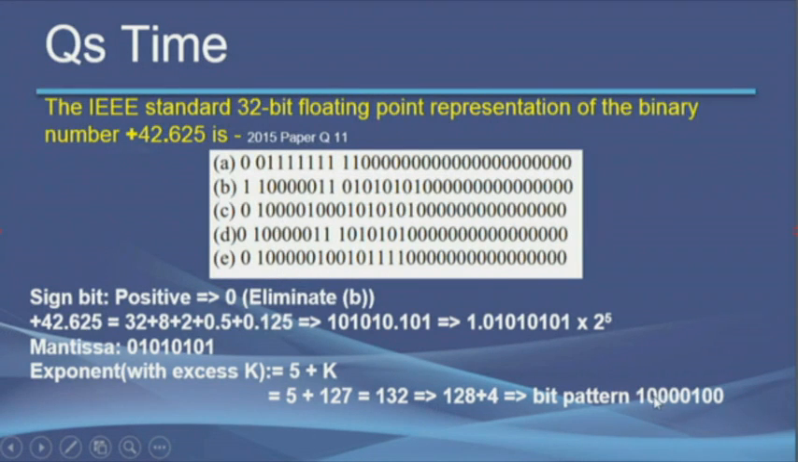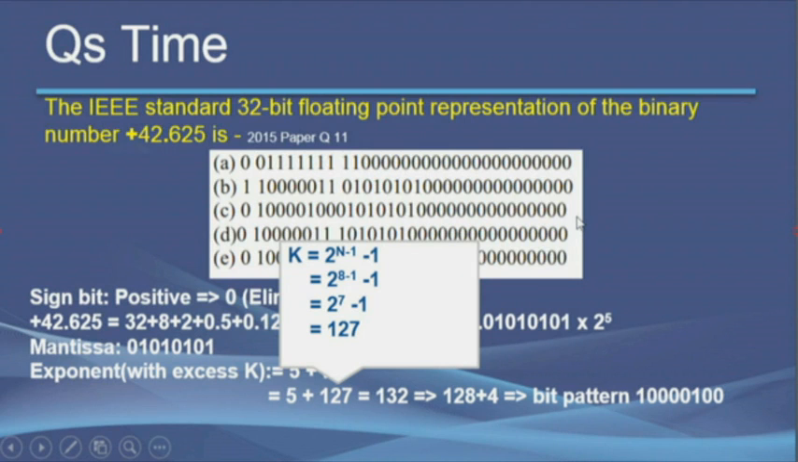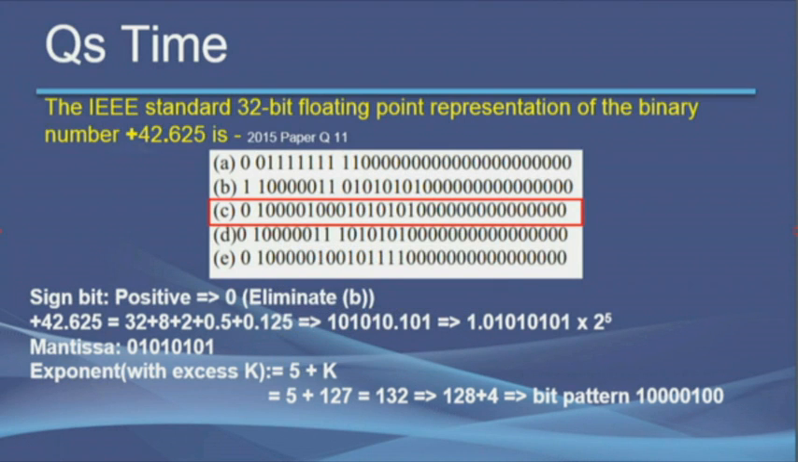We have only 4 zeros here. So we can take option C as the correct answer. You can see the positiveness is represented here, and our 8-bit exponent representation, and then our mantissa 0101 0101. Since we need 32 bits, we can allocate zeros to the end. So you can see the calculation, and this is the answer.